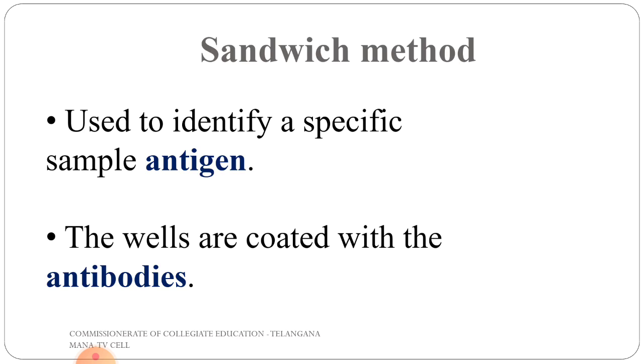Sandwich method. The second method of ELISA is the sandwich method. It is used to detect a specific sample antigen. In the indirect method, we detected antibodies. In the sandwich method, it is used for detection or identification of antigens. So, the wells are coated with antibodies here.